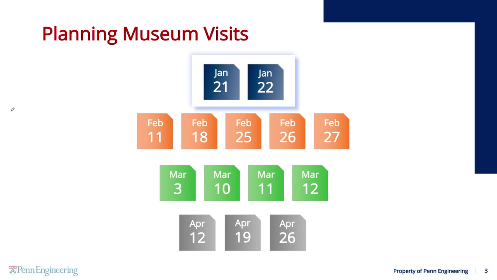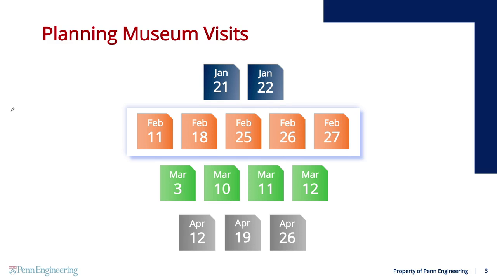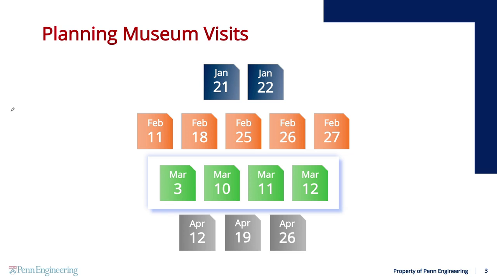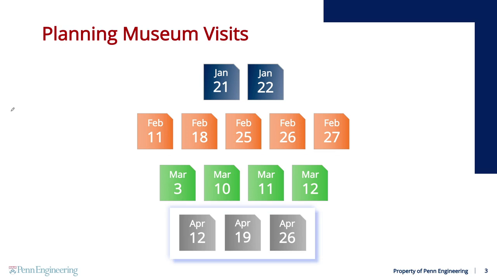In January, I can go on the 21st or 22nd, as we see in the top row. In February, I can go on the 11th, 18th, 25th, 26th, or 27th. In March, there are 4 days when I can go, the 3rd, 10th, 11th, or 12th. And there are 3 days I can go in April, the 12th, 19th, or 26th.